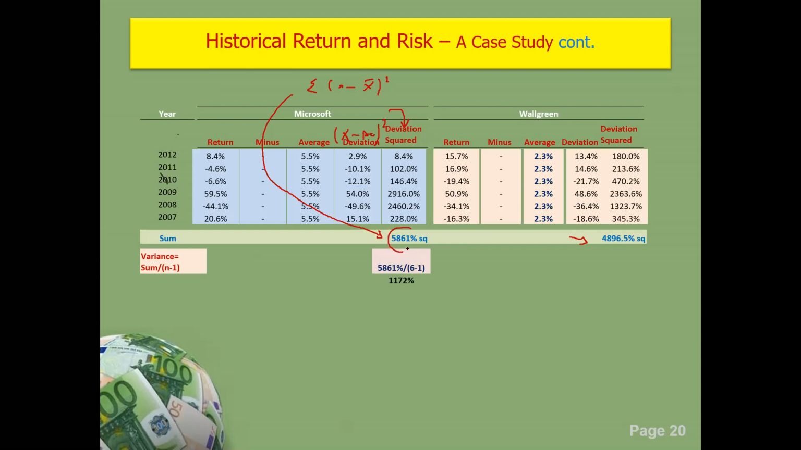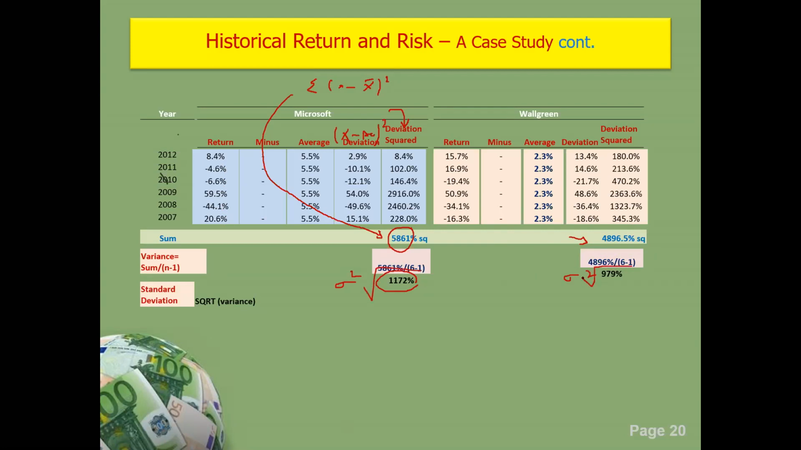So these numbers are divided by 6 minus 1, because we have 1, 2, 3, 4, 5, 6 years. This is what we got as the variance, sigma square, the variance for Walgreens returns and the variance for Microsoft returns. Variance does not look a good number, so we take its square root to reach the standard deviation.